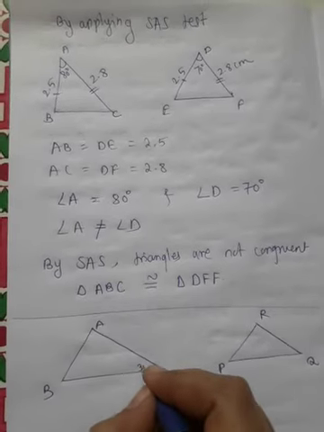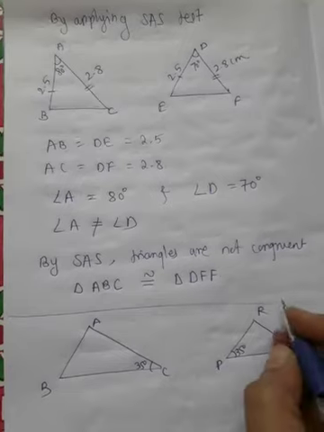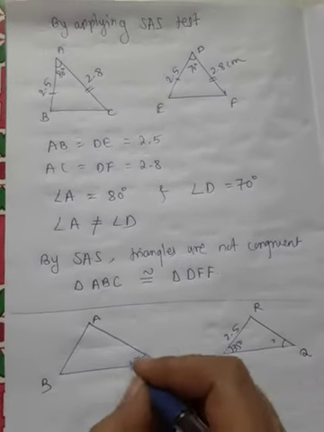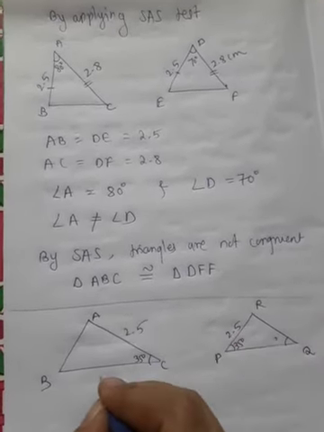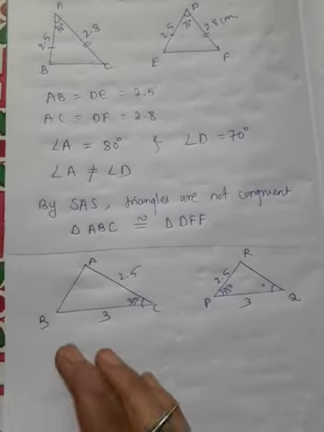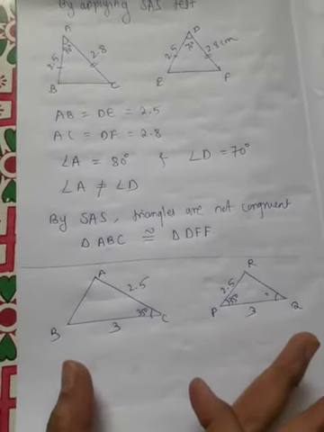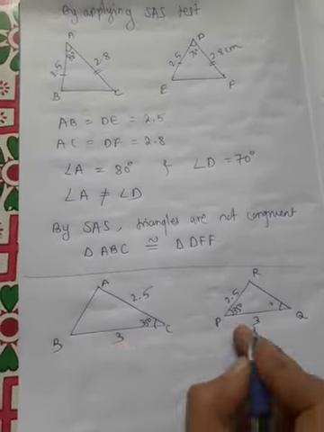Here 35 degree, here 35 degree, here 35 degree, 2.5, 3, 3. Okay, so see here, by SAS test we have to say whether these triangles are congruent or not. So see, you can observe that 3, 3.